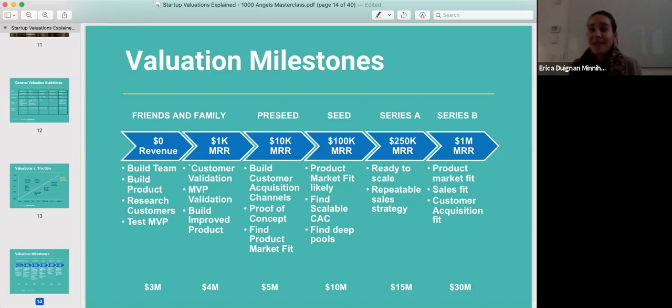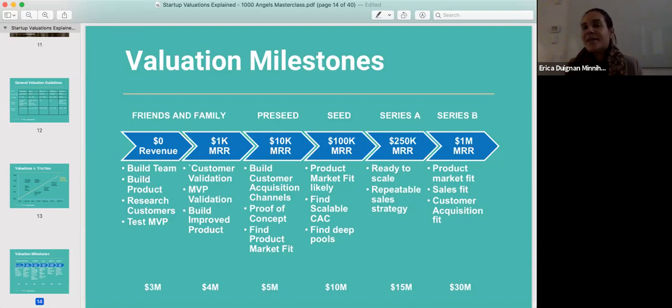So those are really the main drivers of value to get a company from, as you can see on the bottom, a $10 million valuation to a $15 million valuation. So creating these inflection points in value requires achieving these different milestones.